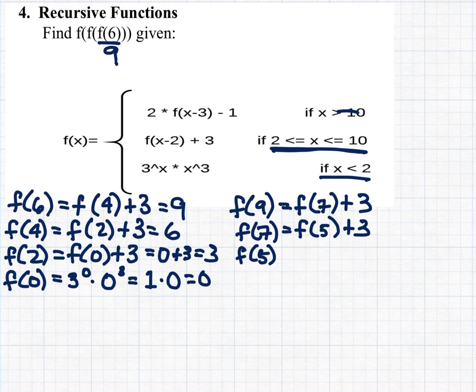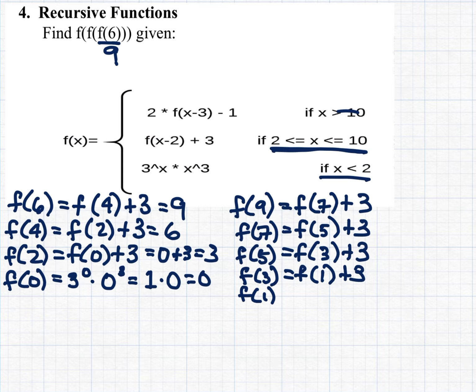F of 5 is equal to f of 3 plus 3. F of 3 is now below 2, so, oh, actually it isn't. So this is going to be f of 1 plus 3. And then f of 1 is now below 2, so we'll go to the bottom equation, which is 3 to the 1 times 1 to the 3. Well, that's just 3 times 1, which is 3.